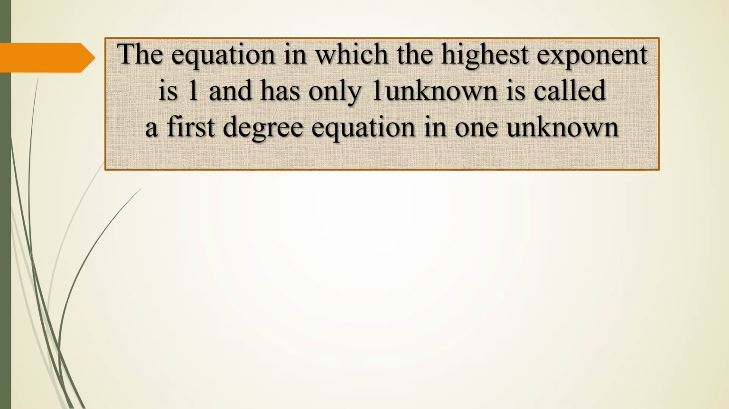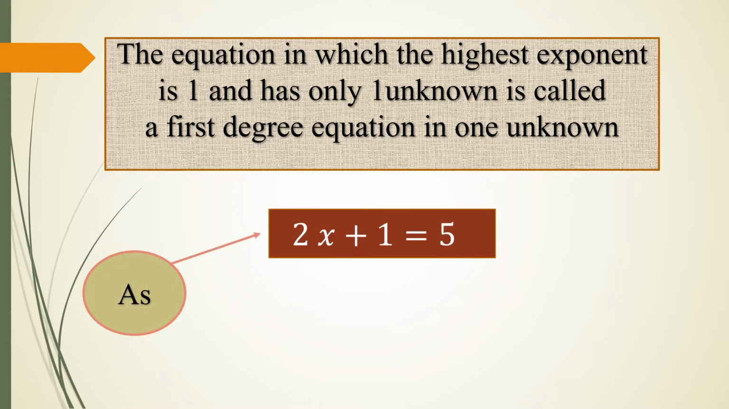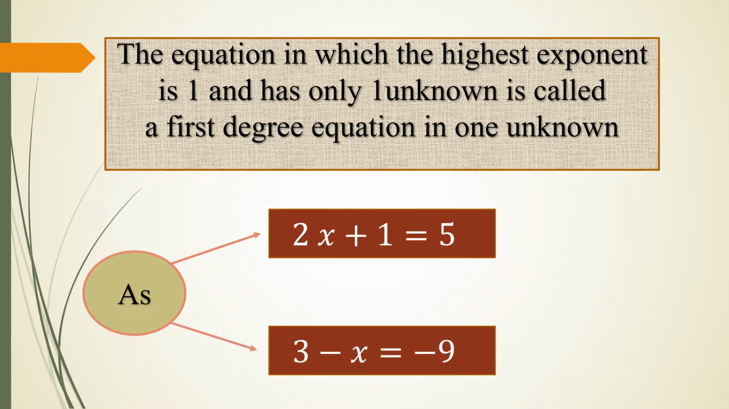The equation in which the highest exponent is 1 and has only one unknown is called a first degree equation in one unknown, as 2x plus 1 equals 5. This equation is in the first degree. And 3 minus x equals -9. It's an equation in the first degree.